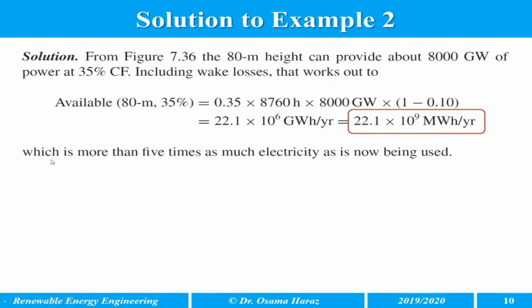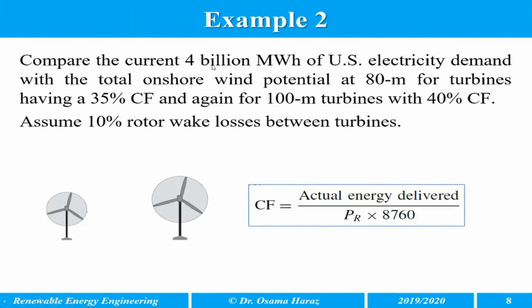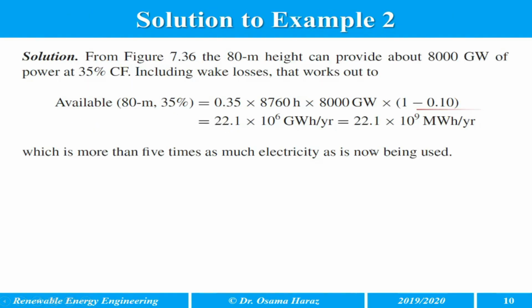So this is more than 5 times as much electricity as is now being used. If we go back to the example, the current use is 4 billion megawatt hours. And what we are getting is not 4 billion, but 22 billion. So it's almost 5 times as much electricity as is now being used.